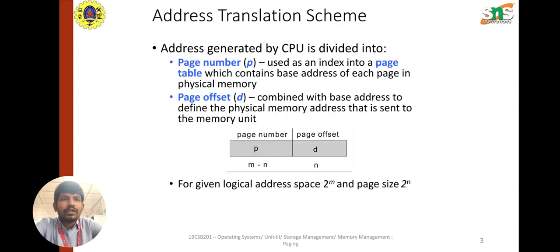The address generated by the CPU is divided into two parts: one is a page number, and one is an offset. The page number p is used as an index into a page table, which contains the base address of each page in physical memory. The page offset d is combined with the base address to define the physical memory address that is sent to the memory unit. The page number is m minus n bits and the page offset is n bits. The page number is defined as p and the page offset is defined as d.